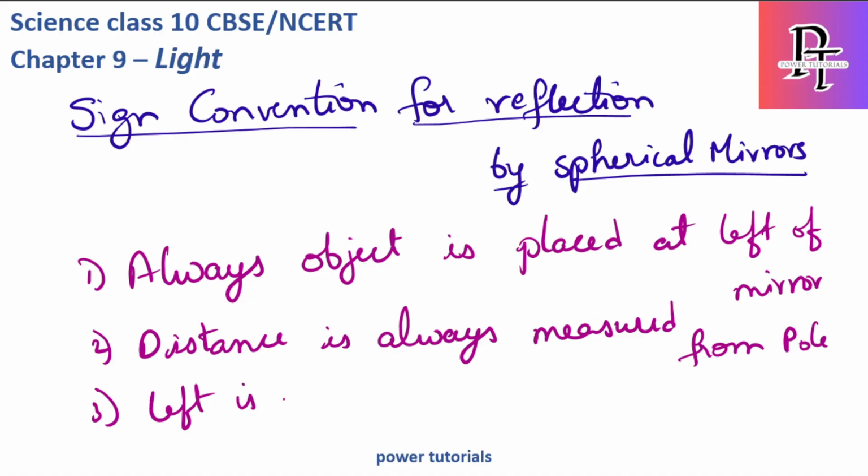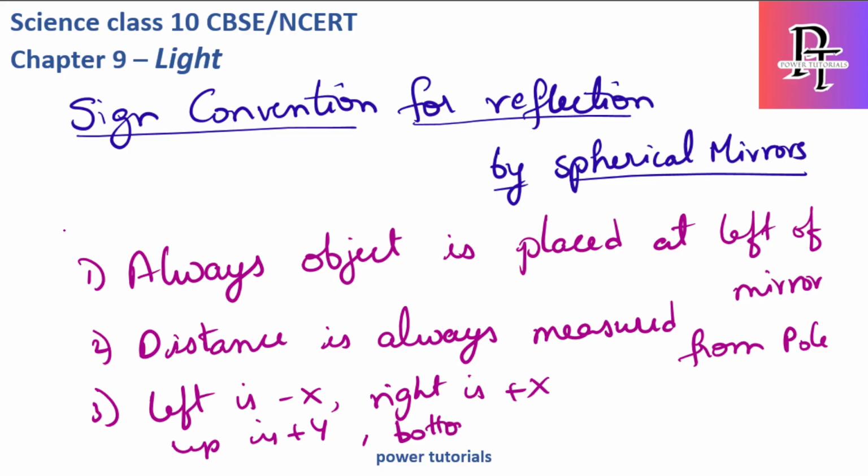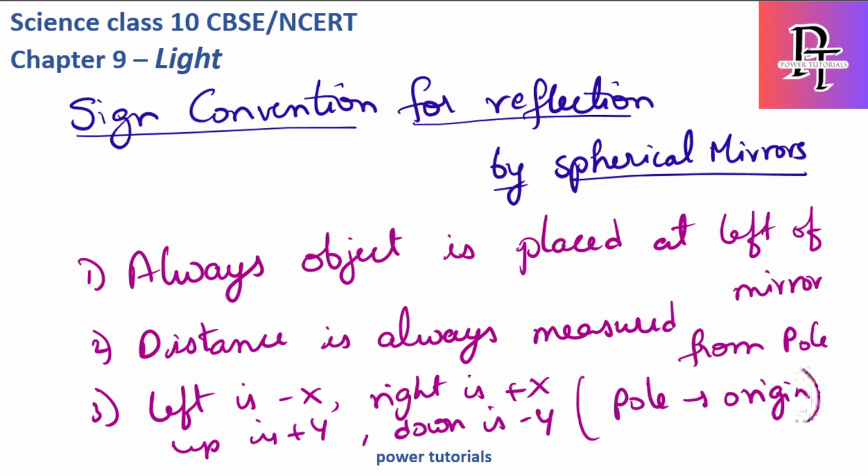left is minus x, right is plus x, same way up is plus y, bottom or down is minus y. This is exactly which we use for our axis. Down is minus y and pole is considered as origin. Okay, so I will give an example, then it will be clear to understand.